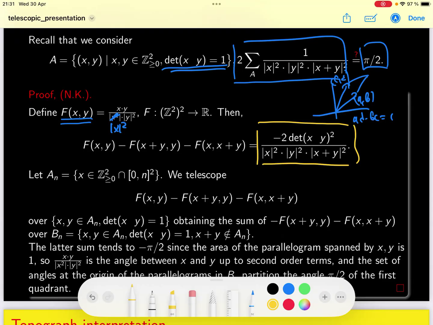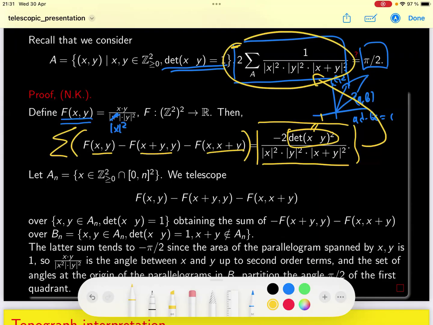And in our case, the determinant of (x, y) is 1. Right? And when I apply this procedure, the determinant will always be 1. Because if the determinant of (x, y) is 1, then the determinant of (x plus y, y) and (x, x plus y) is also 1. So when I take the sum of these things on the left, on the right I will have exactly minus 2 times this. And all intermediate terms cancel.